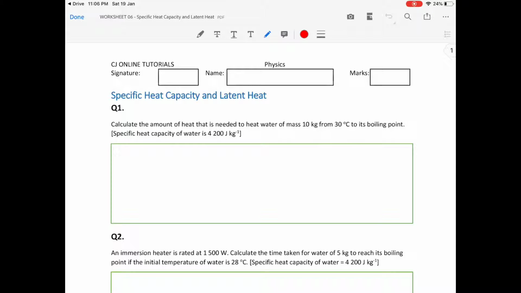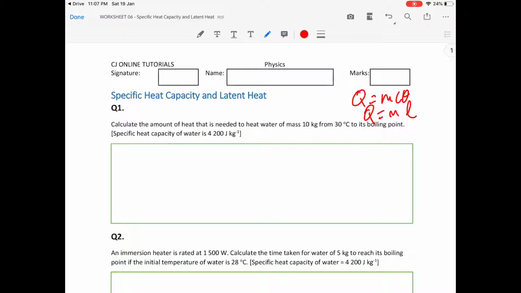Let's do some thermal energy questions. For those of you in IGCSE, this is in chapter 2. For those of you in SPM, this is in your chapter 4, form 4. Recall there's only two heat energy equations. One is Q equals mc theta. The other one is Q equals ml.